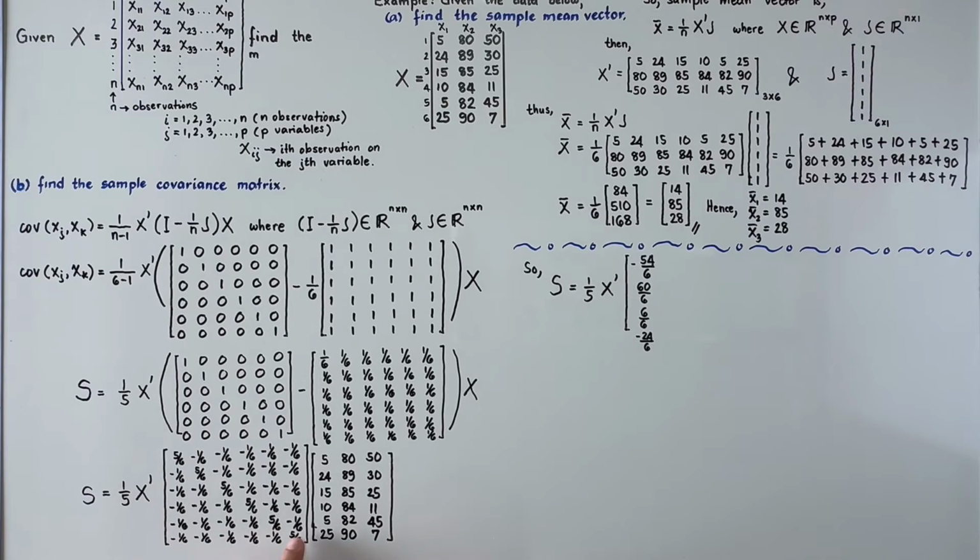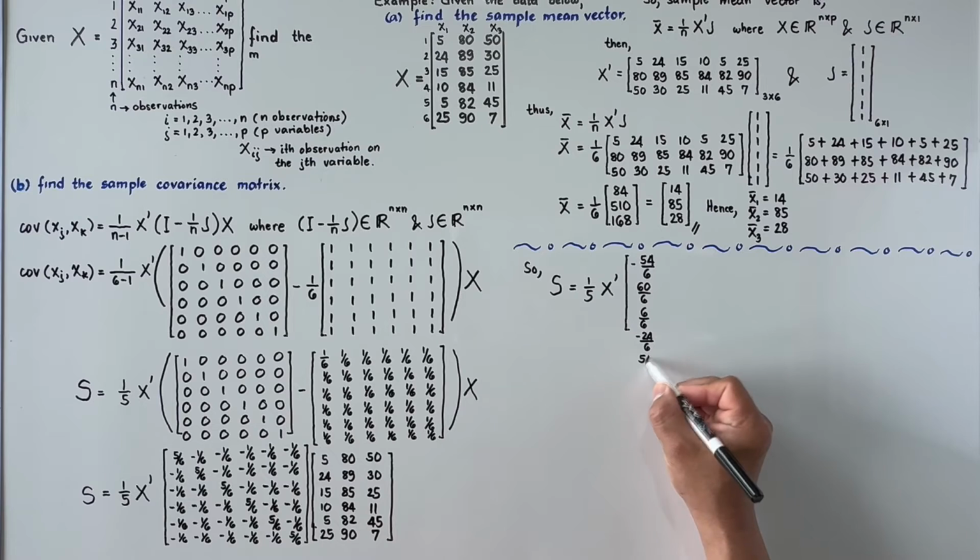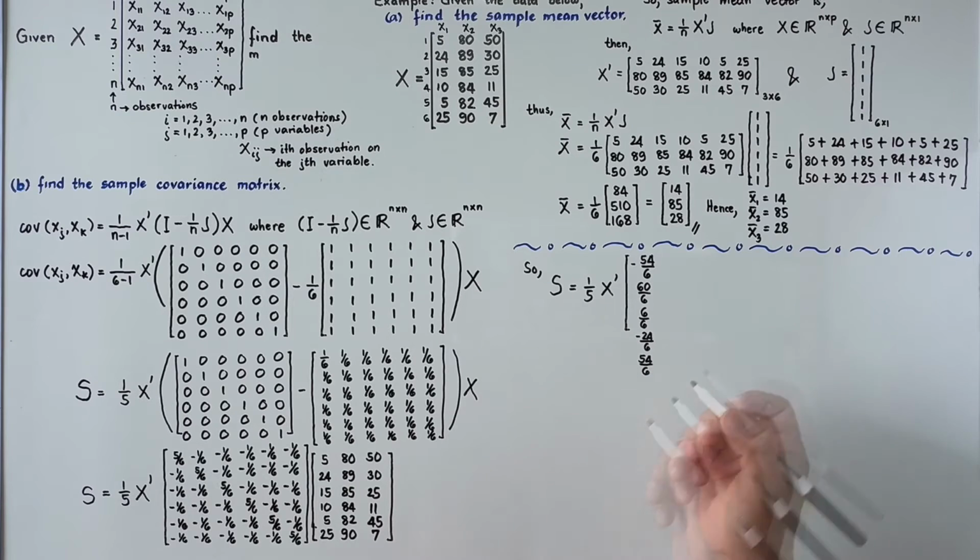Also, the 5th row multiplied by the first column. So negative 5/6 plus the negative 24 over 6 plus the negative 15 over 6 plus the negative 10 over 6 and plus 25 over 6 and then minus 25 over 6. And adding the 6 products, it will give you negative 54 over 6 here.